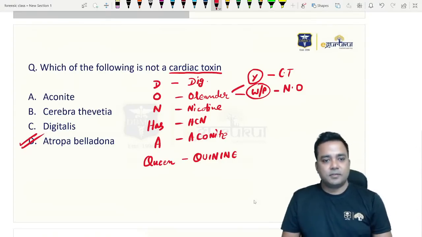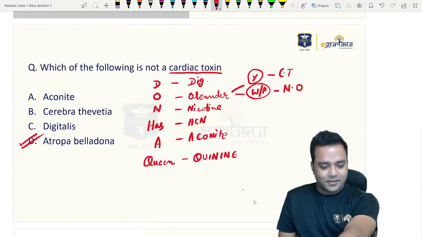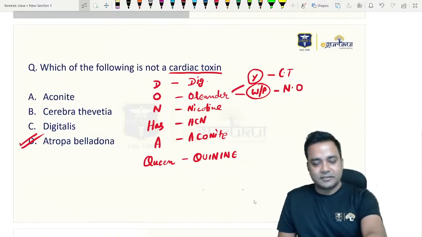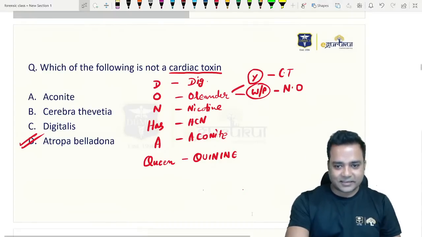Correct, na? Simple question. Itna easy question not expected. Yes, correct. Correct. In INI-CET it was totally unexpected. That is correct.